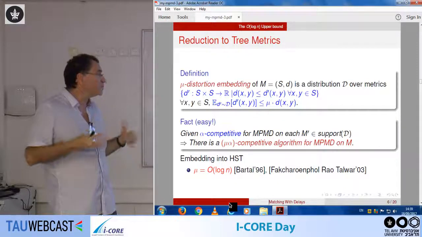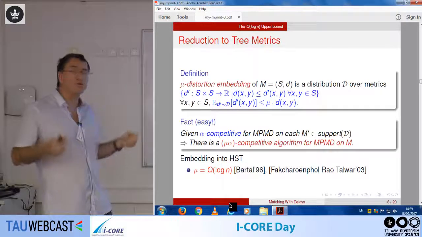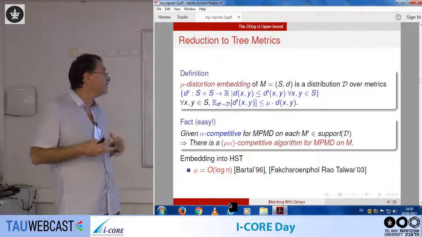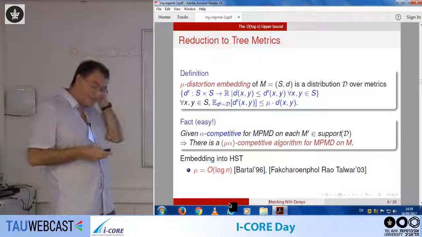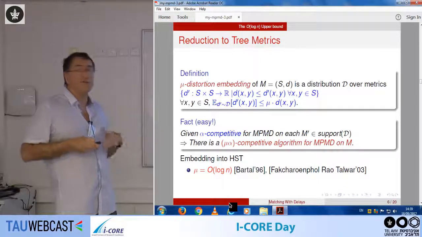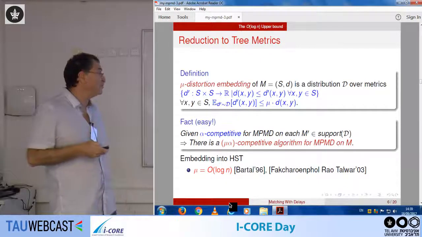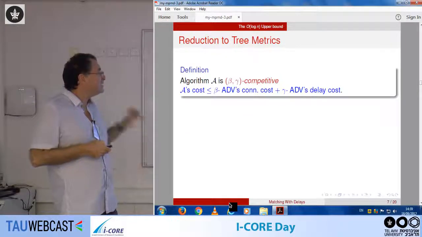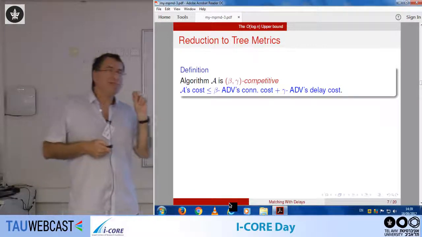Yeah, trees. In particular, it's trees. It's even more structured trees, hierarchy trees, but even trees will be enough for us. So from now on, I will only consider more or less trees. Actually, we need to be a little bit more precise.